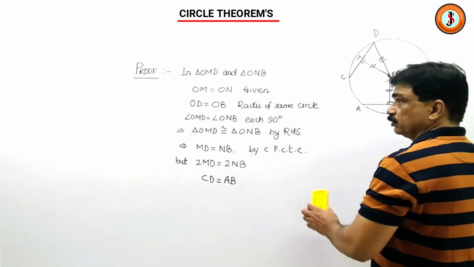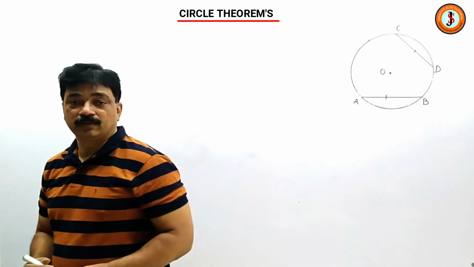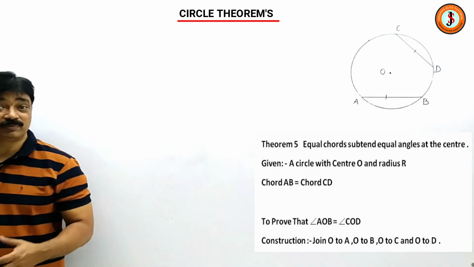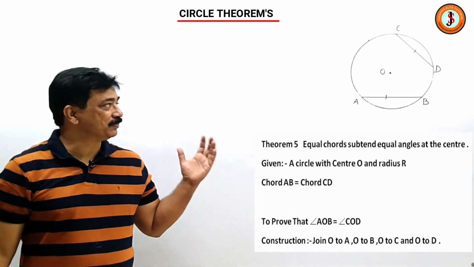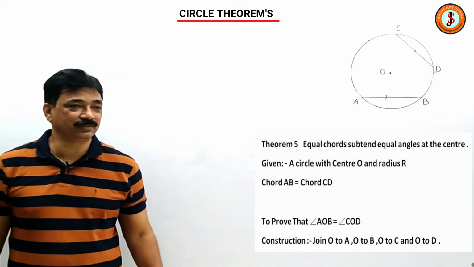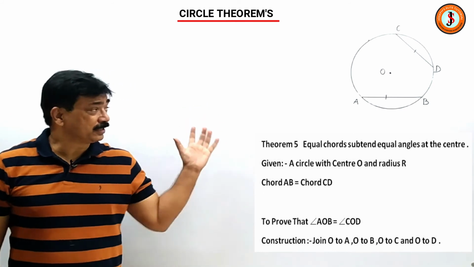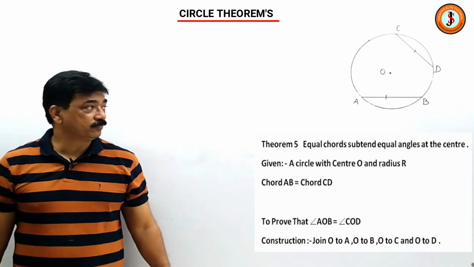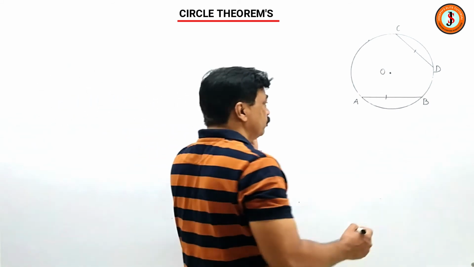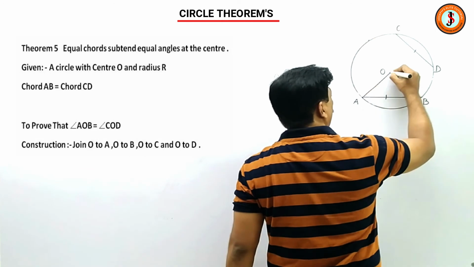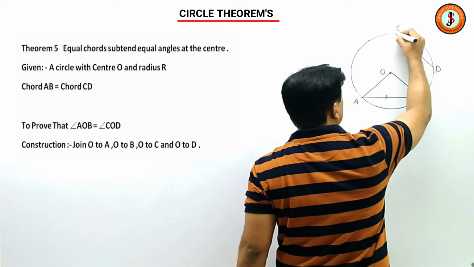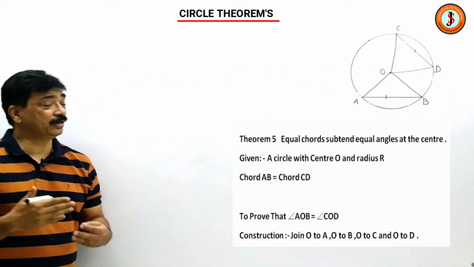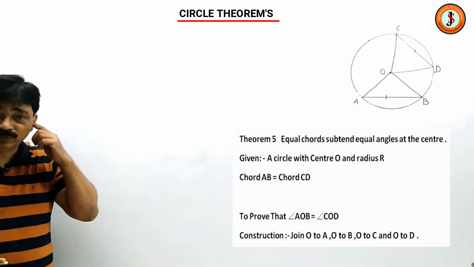So we go to the last theorem. This is theorem number 5. It says equal chords subtend equal angles at the center. So what is given? A circle with center O and radius R. Chord AB is equal to chord CD. To prove that, we have to prove angle AOB is equal to angle COD.